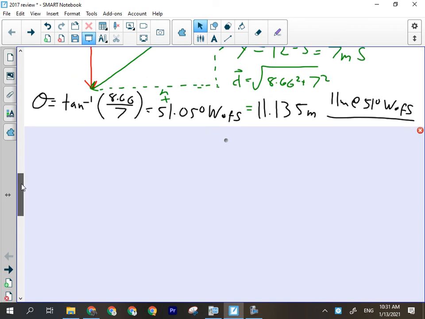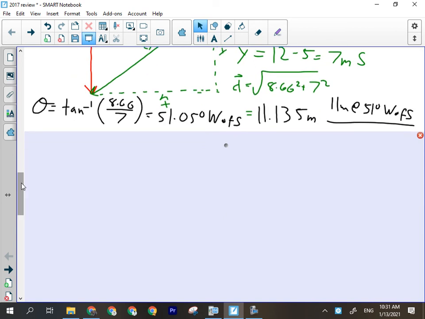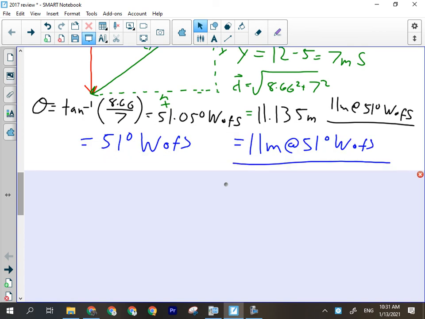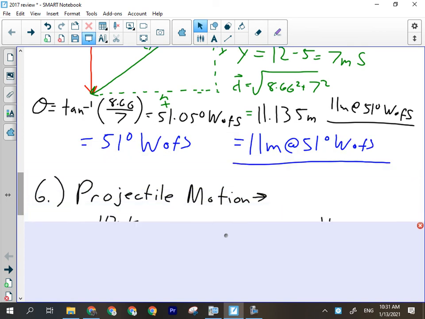All right, any other questions on the vector stuff? Okay. All right, then projectile motion. After that we did projectile motion, and we did two types of projectile motion.